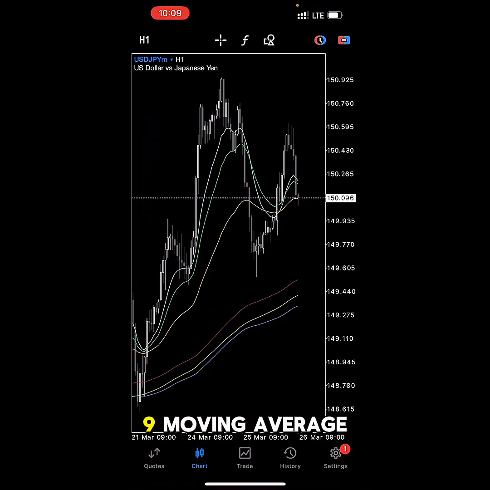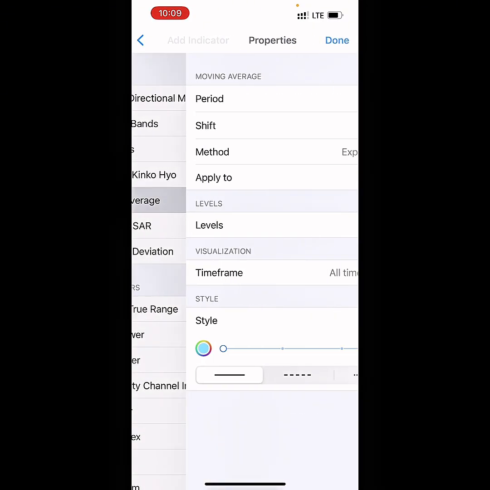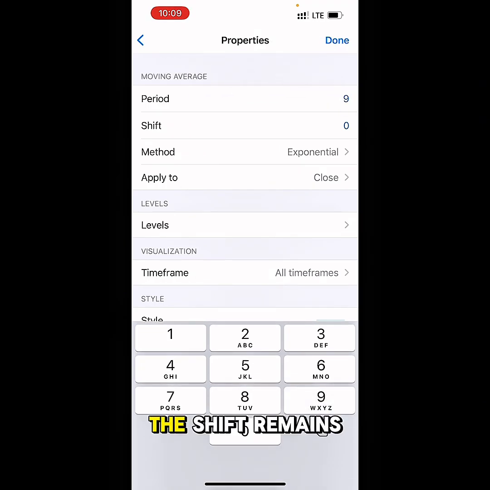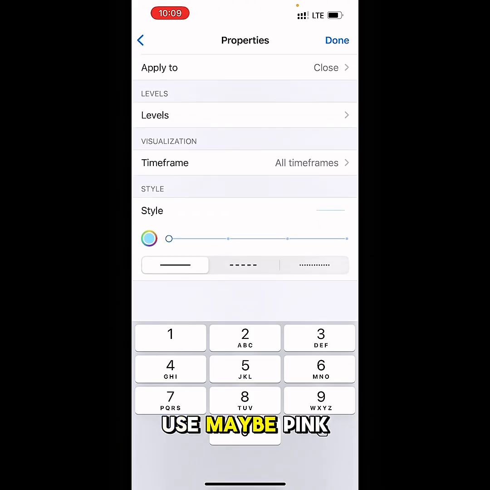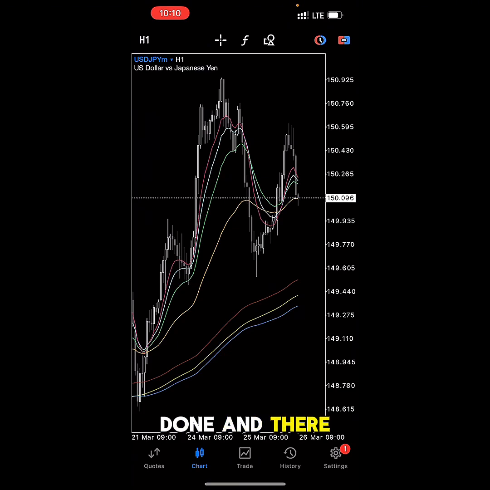And now we go for the 9 moving average, which is our last moving average. So we go to the plus icon once again, moving average. We just edit the 13 moving average to 9. The shift remains at 0. Method remains at exponential. We also apply to close. And then we can use maybe pink. It's one of the colors that we haven't used. So yeah, pink is okay. We click on done. And there we have it.